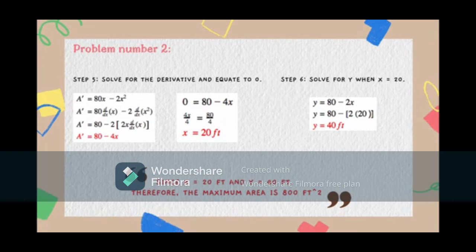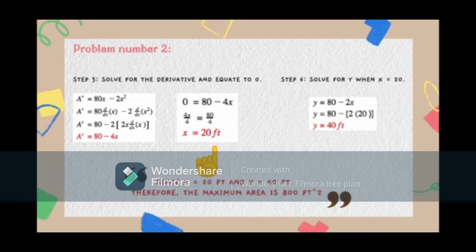With the resulting equation, let us find its derivative and equate it to 0 so that we can get the value of our x, or the width of the rectangular garden. Solving, A prime is equal to the derivative of 80x minus 2x squared, which is 80 times the derivative of x minus 2 times the derivative of x squared. And we know that the derivative of x is an identity function and it is equal to 1. So 80 times 1 is equal to 80. Then minus 2 times the derivative of x squared. Derivative of x squared is 2x times derivative of x. And simplifying, we get A prime is equal to 80 minus 4x.